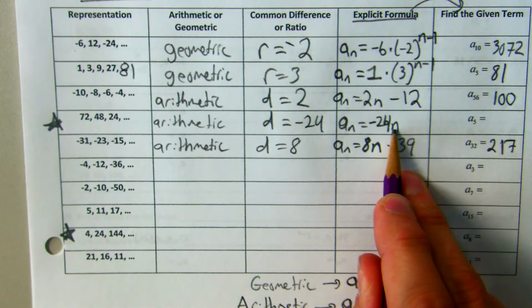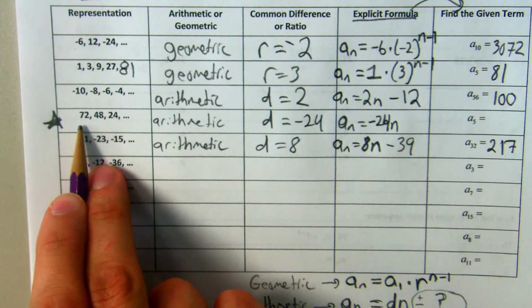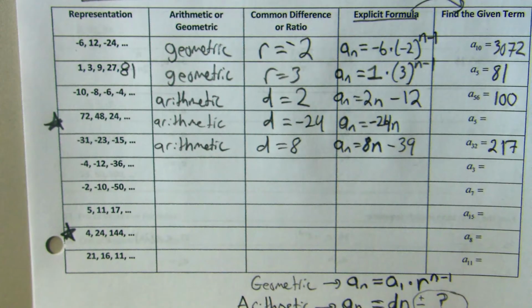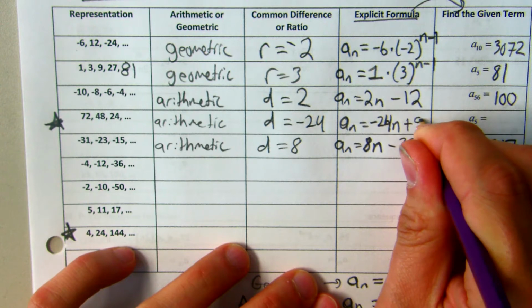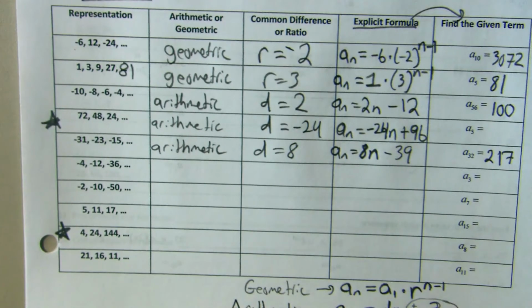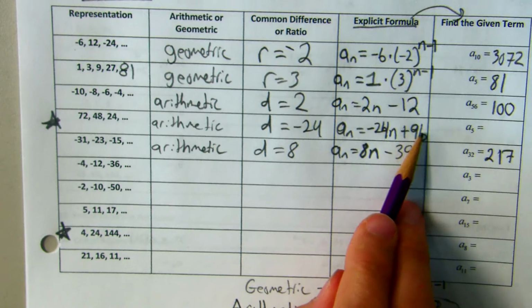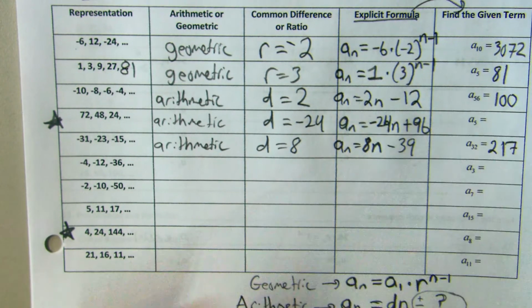Plug in 1 for n, currently get negative 24, but it's supposed to be 72. So you can think about that as 96 off. 96 too small. So just add 96, and now it should start at the right location. And this makes sure that it grows or decreases at the right rate.